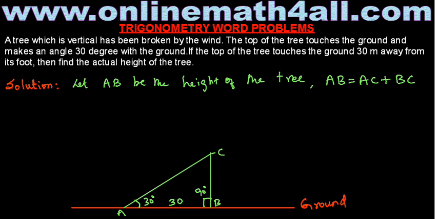So now we have triangle ABC, in which B is 90 degree, the length of AB is 30 and the angle A is 30 degree. Okay, so we'll proceed the same thing on the next page.